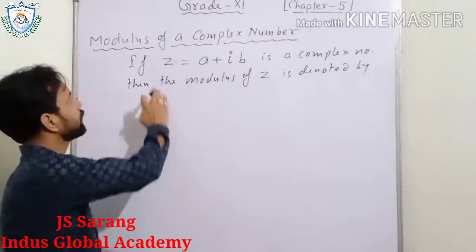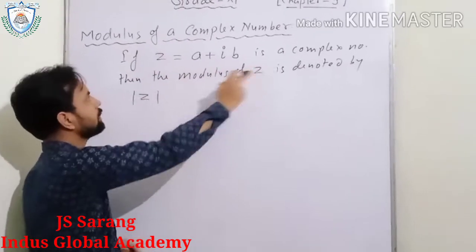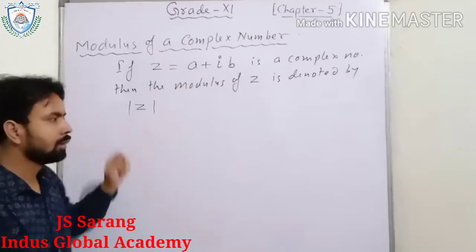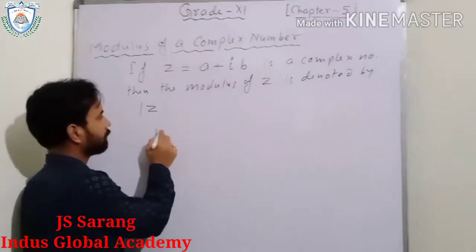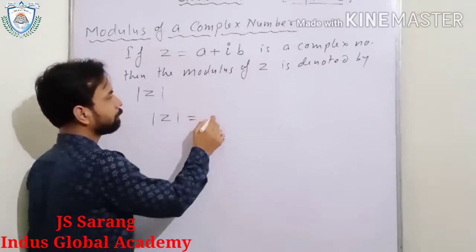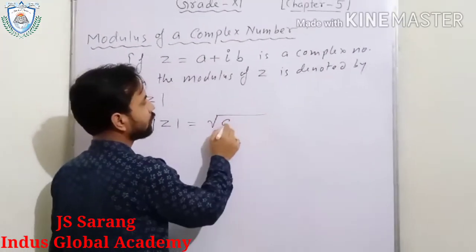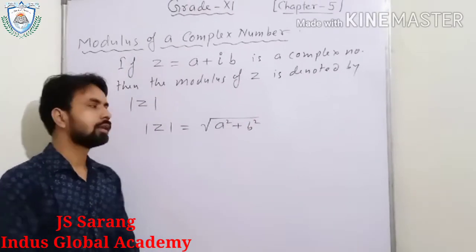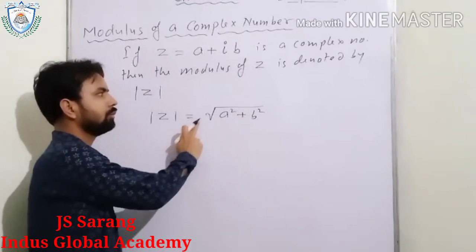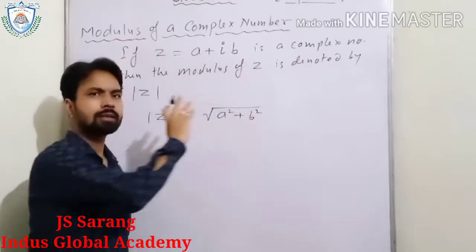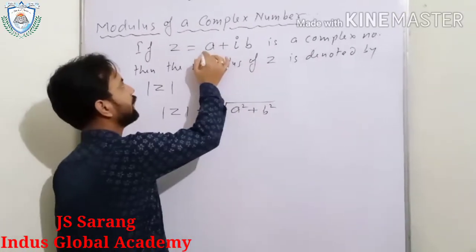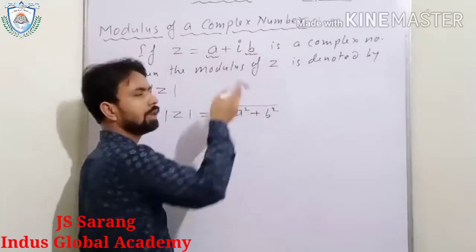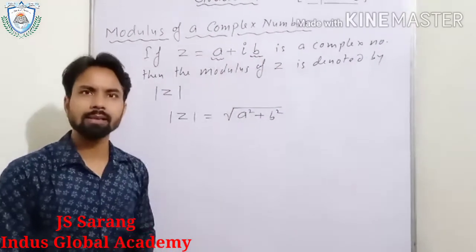Understood? So if z is equal to a plus ib is a complex number, then modulus of z is denoted by mod of z. And it is defined as mod of z is equal to square root of a square plus b square, where a is the real part of the complex number and b is the imaginary part of the complex number.